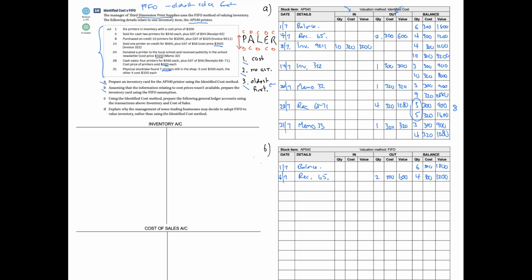We then come to the 8th of the 7th, the 8th of July. In this transaction, we purchased 10, invoice 9211, and this one doesn't change either because FIFO is relevant for when things leave our business. So 10 come in at $320, $3,200, leading us to four $300 ones, $1,200, and 10 at $320, $3,200.